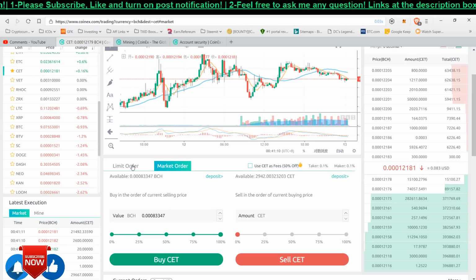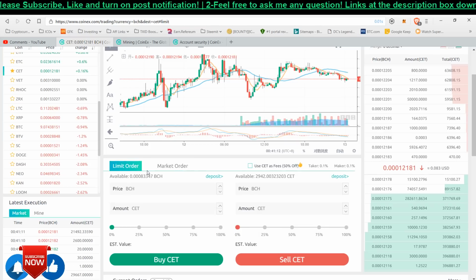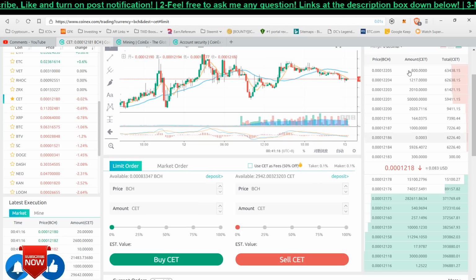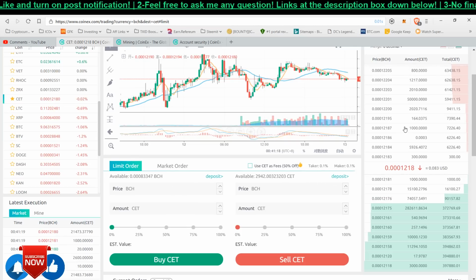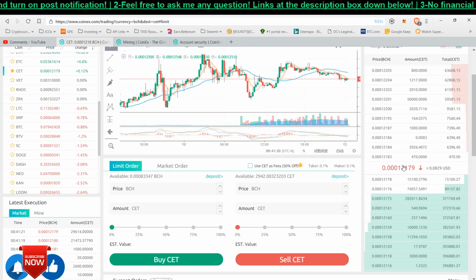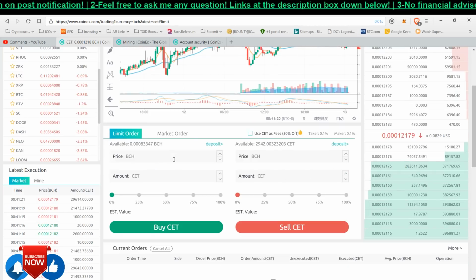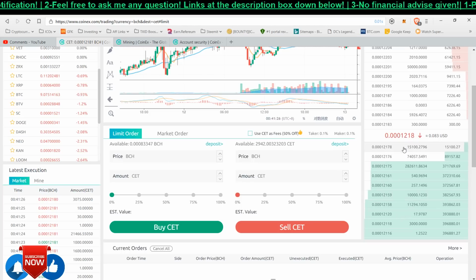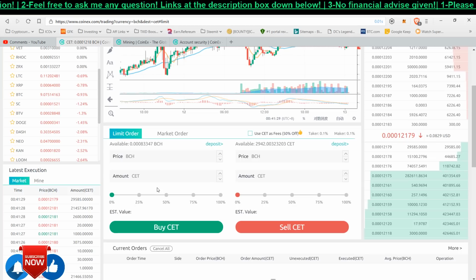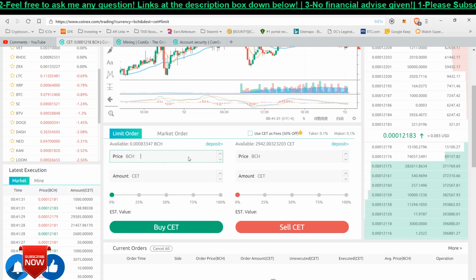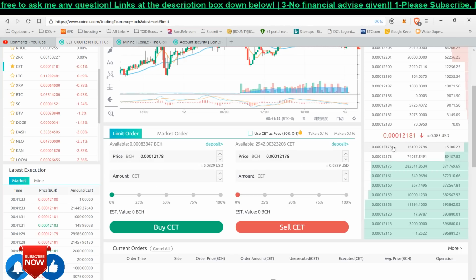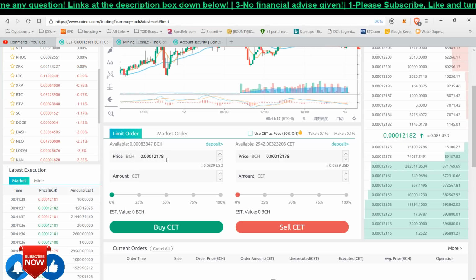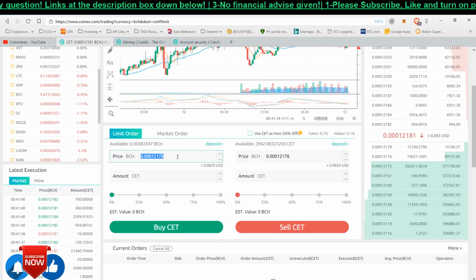So what I normally do is head over to the limit order, because the limit order allows you to choose which price you want to buy at. Not really choose, but you can wait if you have the time. Let's say you have a prediction and a feeling that CET is going to drop. Once you key in a Bitcoin Cash price, and you click on the top order, it is going to show you the price for one CET, equivalent to this Bitcoin Cash.